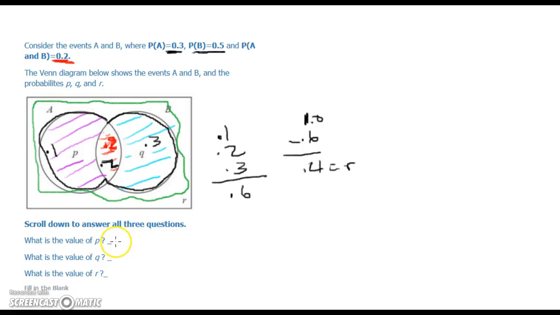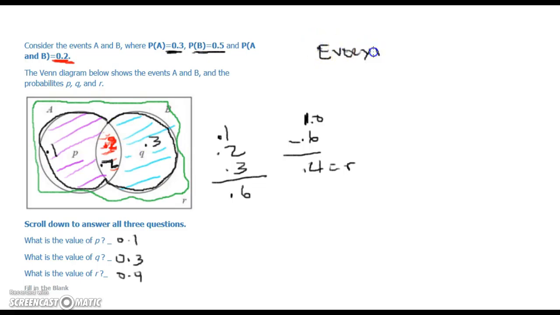So what is P? P is going to be 0.1. What is Q? 0.3. What is R? 0.4. So again, just take what you know, fill in the middle portion, then subtract from your A and your B, and then whatever's left, because everything has to add up to 1. That's probably an important thing to emphasize.